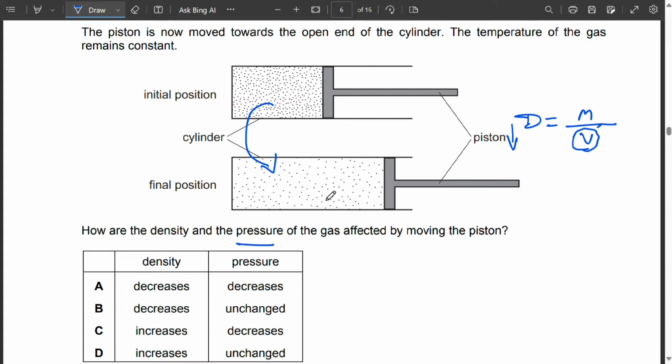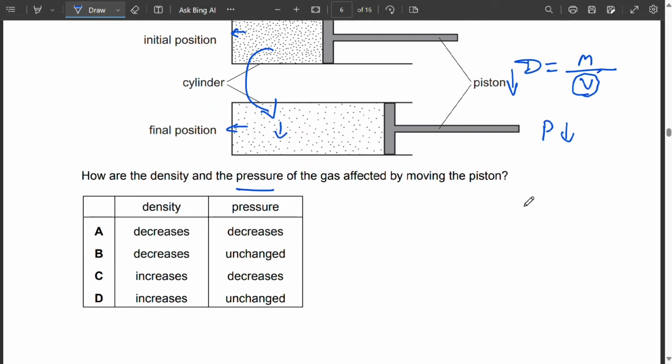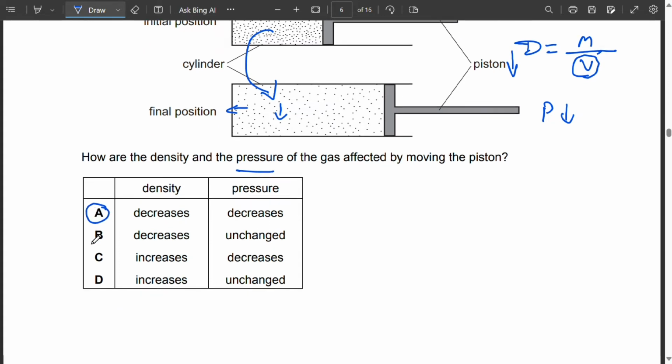Pressure. Now see, what is pressure? Pressure is basically when the gas molecules collide with the walls of the container. When these gas molecules are colliding with the walls of the container, they transfer their momentum. So that's how the gas exerts pressure. Now when you increase the volume, what has happened? This volume has been increased, but the molecules remain the same. So the number of collisions will decrease. Hence the pressure will also decrease. So both density and pressure will be decreased. So this is decrease. A is the correct one. Okay.